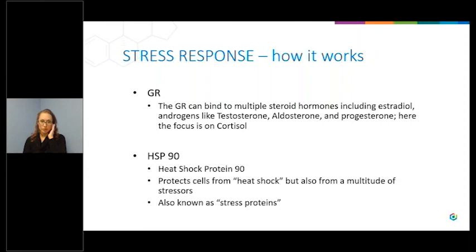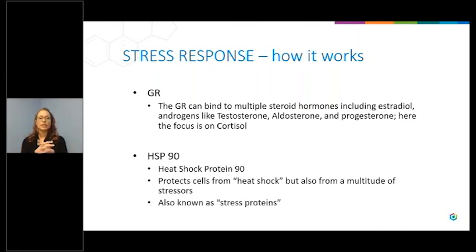The glucocorticoid receptor can bind to multiple steroid hormones, including estrogen or estradiol, androgens like testosterone, aldosterone, and progesterone. Here, the focus is just on cortisol. We also have that heat shock protein 90. There are a couple of heat shock proteins. Heat shock protein 90 and 70 are the big ones when we're talking about cortisol and cortisol transport. But the reason why we have heat shock protein 90 is this helps.